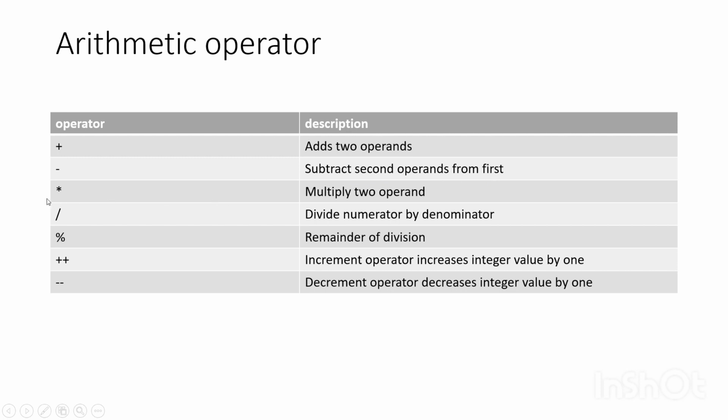Then multiplication is used to multiply the two operands. Division divides the numerator by the denominator. Then this is the modulus, which is the remainder of a division. Then plus plus is an increment operator which increases the integer value by 1. This is a decrement operator which decreases the integer value by 1.